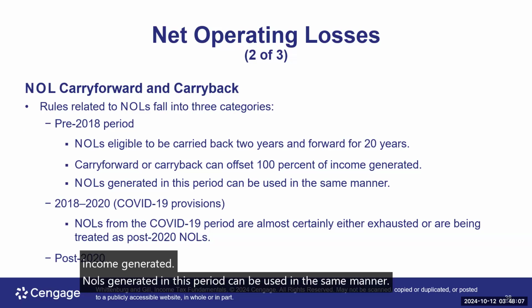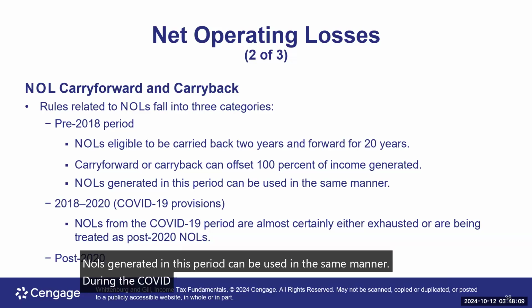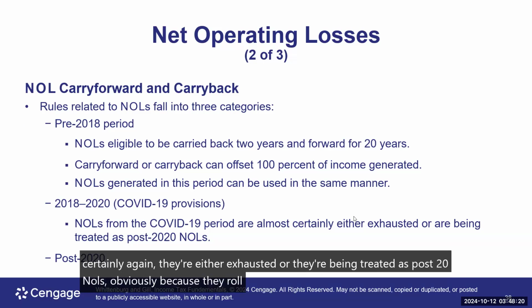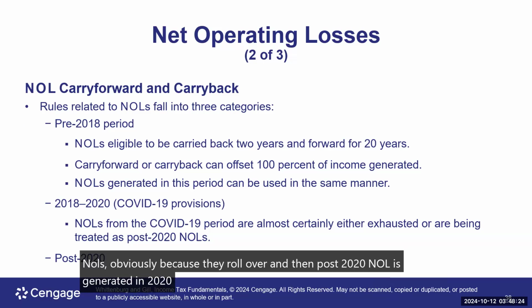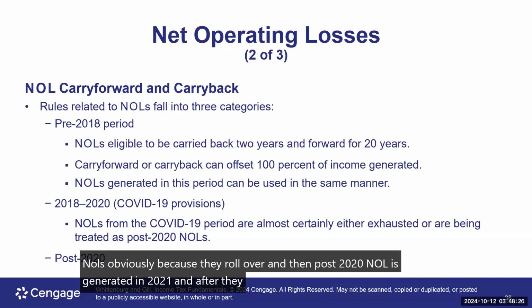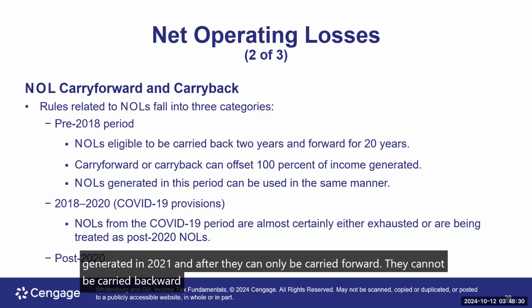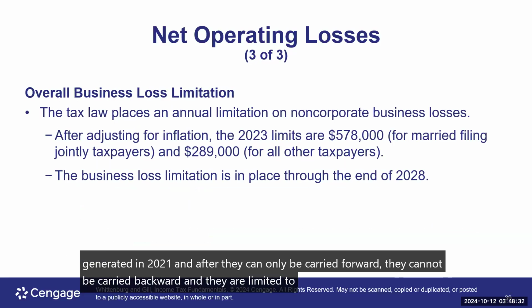During the COVID-19 period, NOLs from that period are almost certainly either exhausted or being treated as post-2020 NOLs, obviously because they roll over. And then post-2020, NOLs generated in 2021 and after can only be carried forward. They cannot be carried backward, and they are limited to 80%. So just keep that in mind.